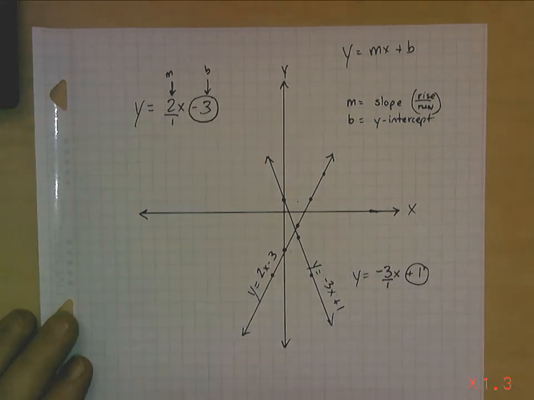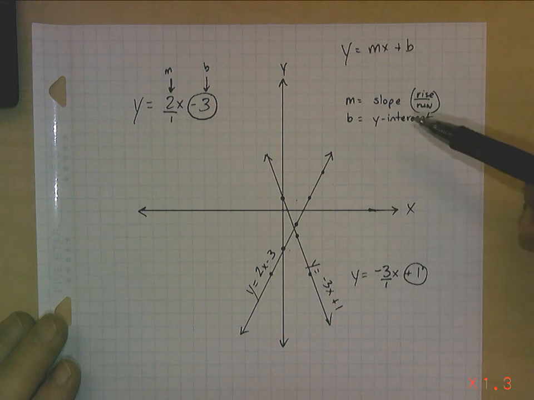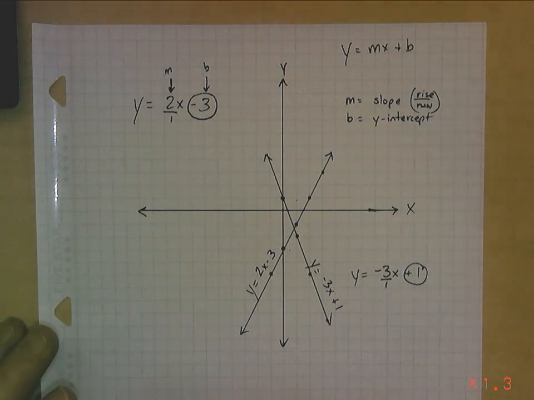So eventually what's going to happen is when you get used to doing this, you should be able to graph these honestly within 10 to 15 seconds. Okay, as fast as you can write. And that's basically it. This is how we graph linear equations using slope-intercept form.